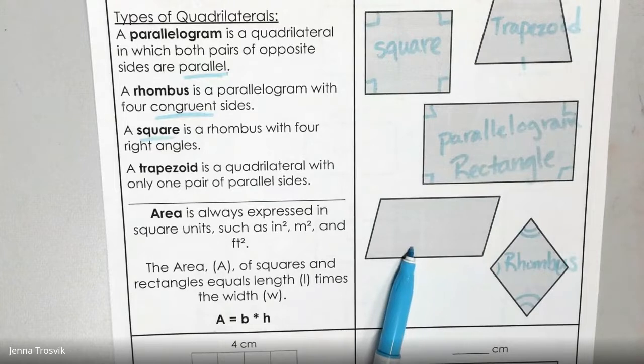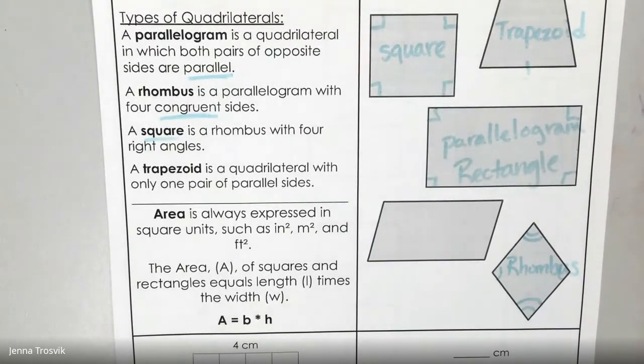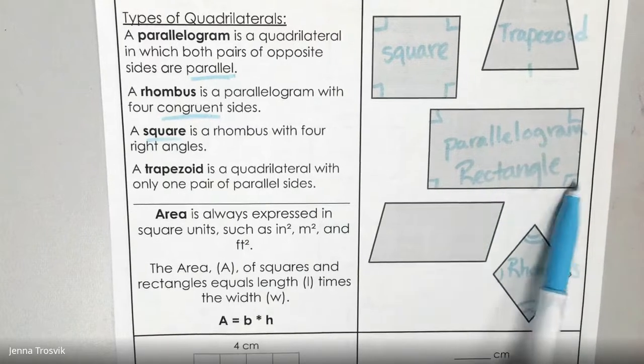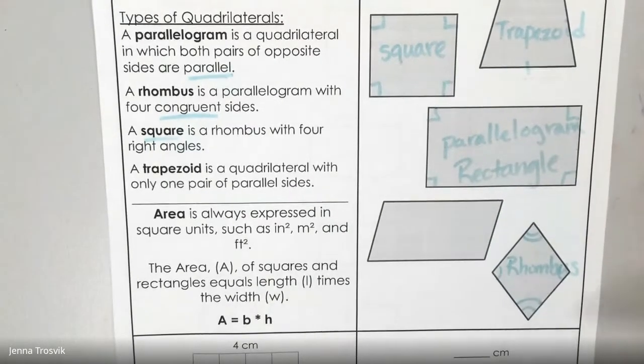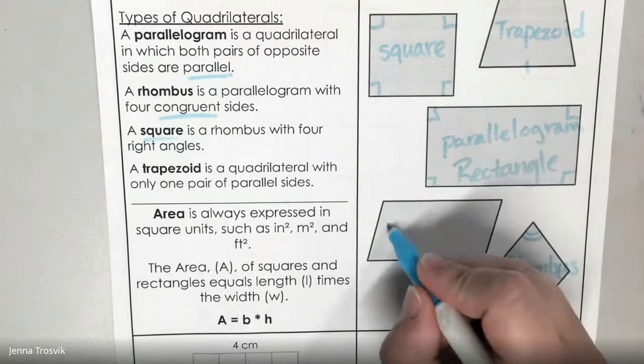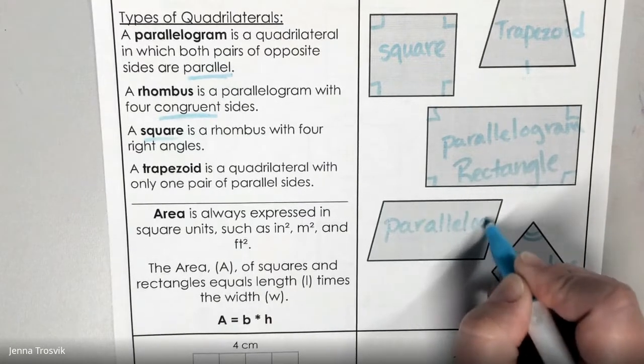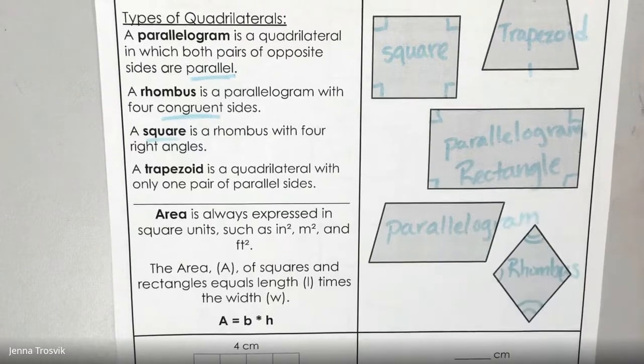And this one is a parallelogram, but it cannot be a square because it doesn't have all sides the same. It can't be a rectangle because it doesn't have 90-degree angles. And it can't really be a rhombus because it doesn't have all sides the same length. So this shape right here can only be described as a parallelogram.